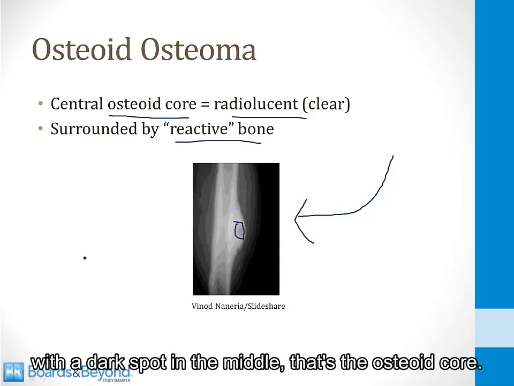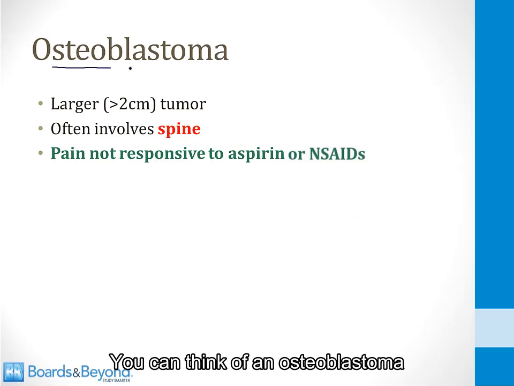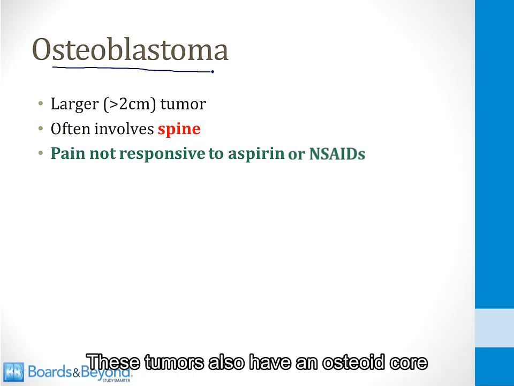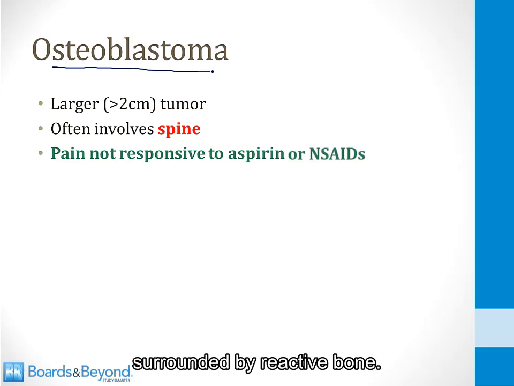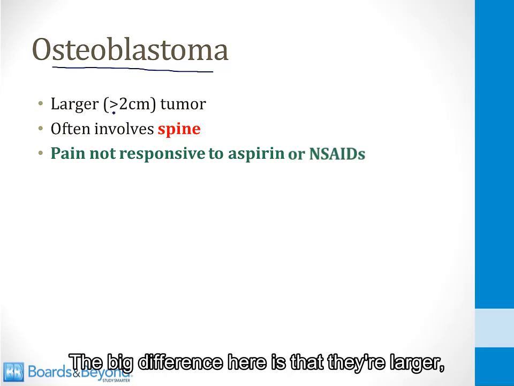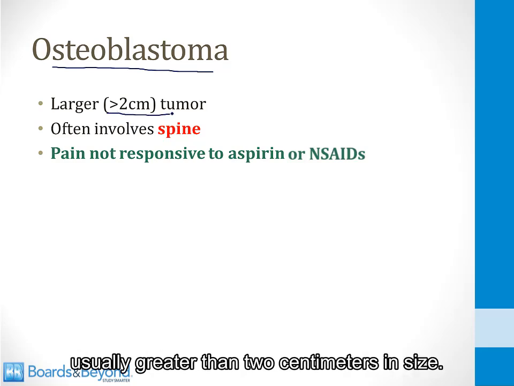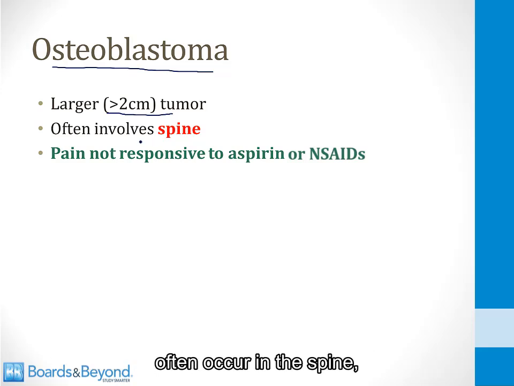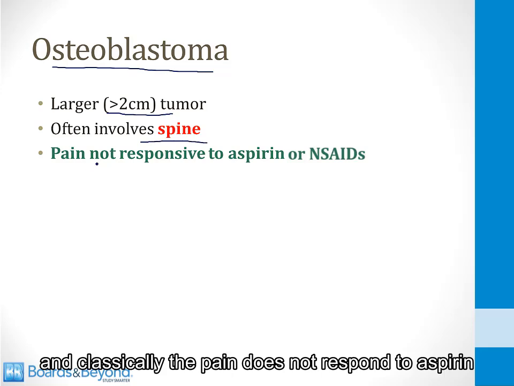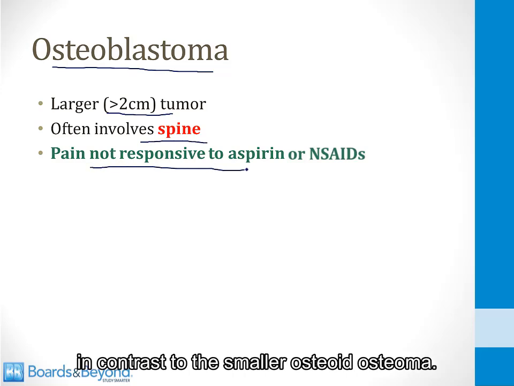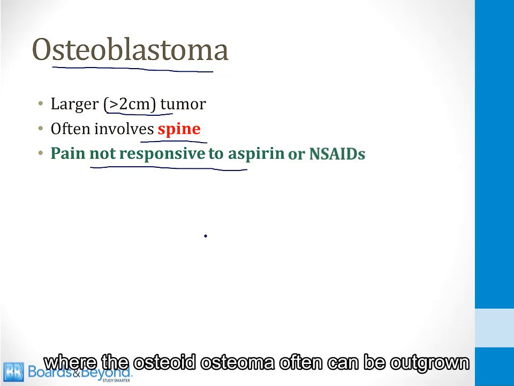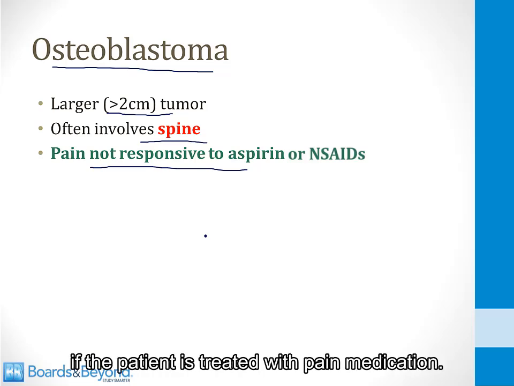That's the osteoid core. You can think of an osteoblastoma as a bigger version of an osteoid osteoma. These tumors also have an osteoid core surrounded by reactive bone. The big difference here is that they're larger, usually greater than 2 centimeters in size. Some other differences are that osteoblastomas often occur in the spine, and classically, the pain does not respond to aspirin in contrast to the smaller osteoid osteomas. These tumors more often require surgery, where the osteoid osteomas often can be outgrown if the patient is treated with pain medication.